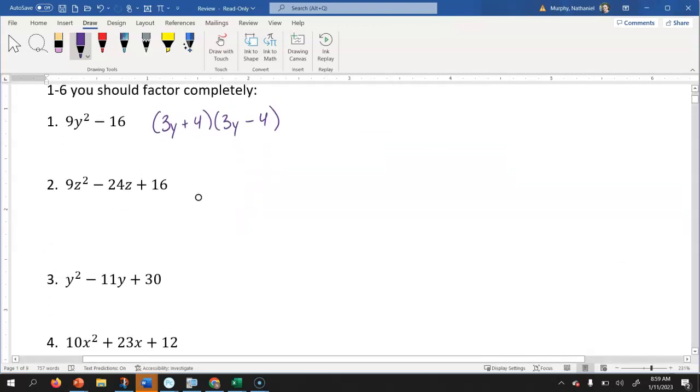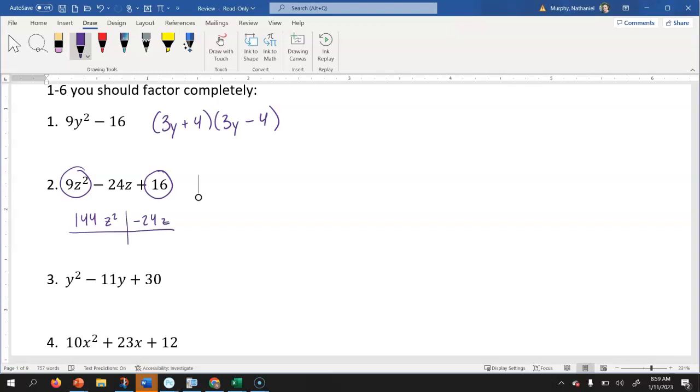Now this next one, number two here, you always want to look for a greatest common factor, but there isn't one. So the next thing I'm going to do is multiply together, because our a value is not 1, so we can't just look to see what two numbers multiply together to be 16 that add together to be negative 24. That does not work. Instead, we multiply the first and last terms together. When you do that, you get 144z squared, and the middle term is negative 24z.